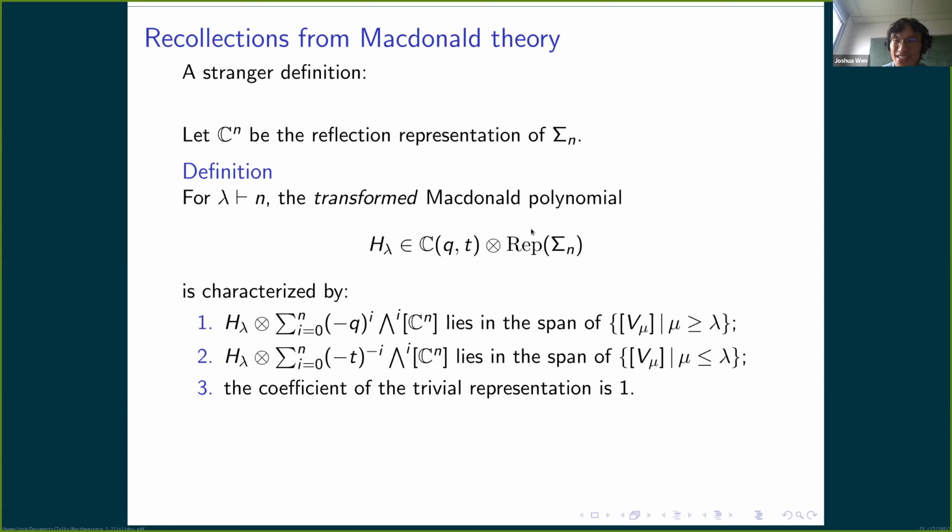So, just a very quick question. Maybe you said this, but what's the representation theoretic interpretation of the original Macdonald polynomial P lambda? Say, what connection does it have with the symmetric group representation for lambda? Yeah, I'll get to that.